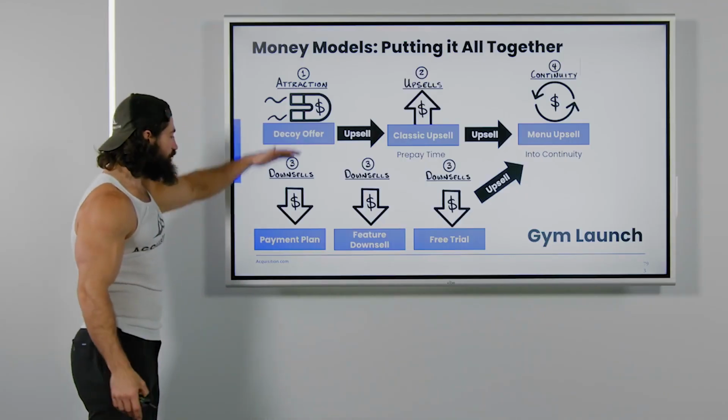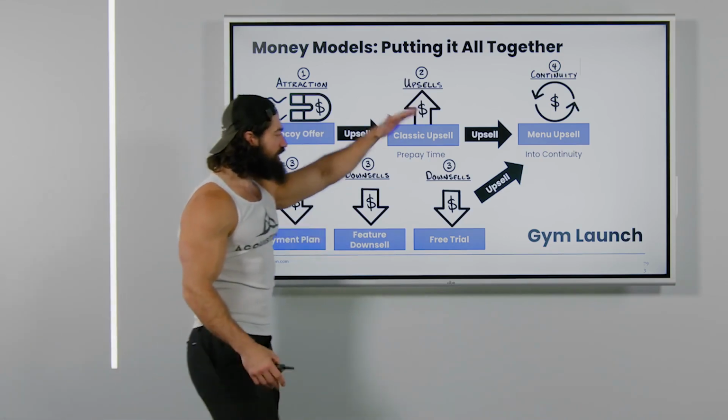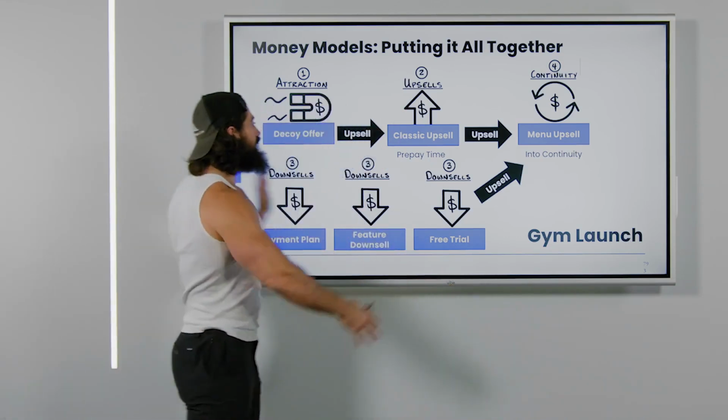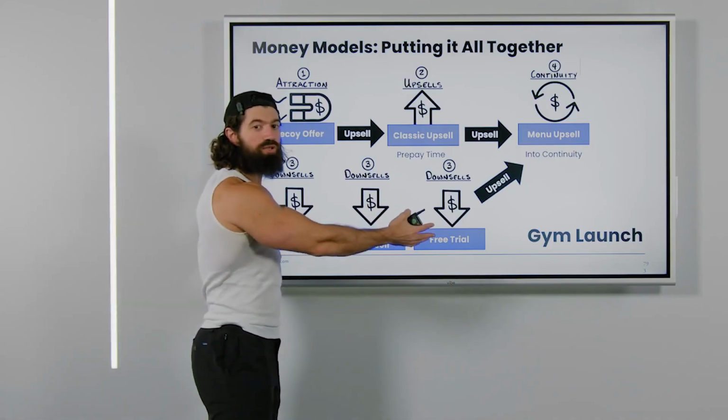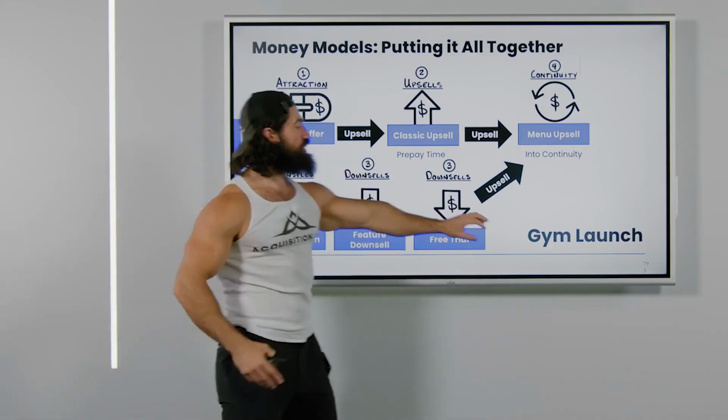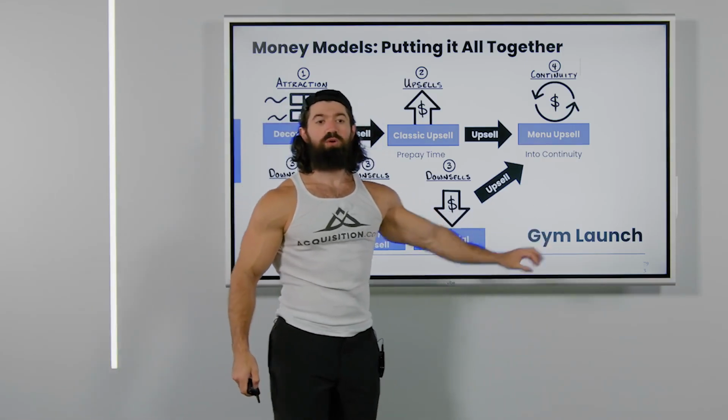Some people opted for the highest version. Some people said, you know what, I don't need agency services. I just want the ads. You don't have to run them. But I do want you to train my sales team. And so we would basically menu upsell the features that we thought would be best for them. Now, if people didn't take the offer, we had payment plan, feature downsell, free trial. Right. And so this is 1, 2, 3, 4, 5, 6. Six of the structures that I went over for this presentation is what created the Gym Launch money model.